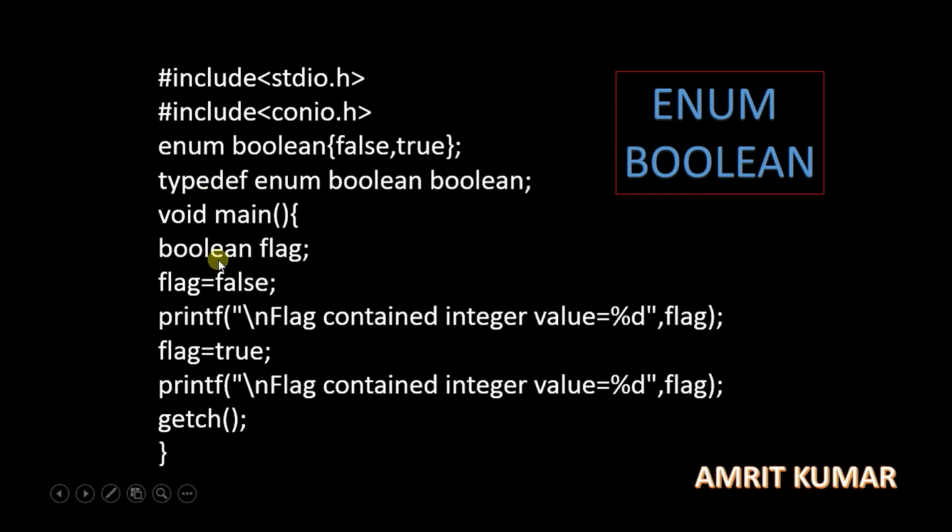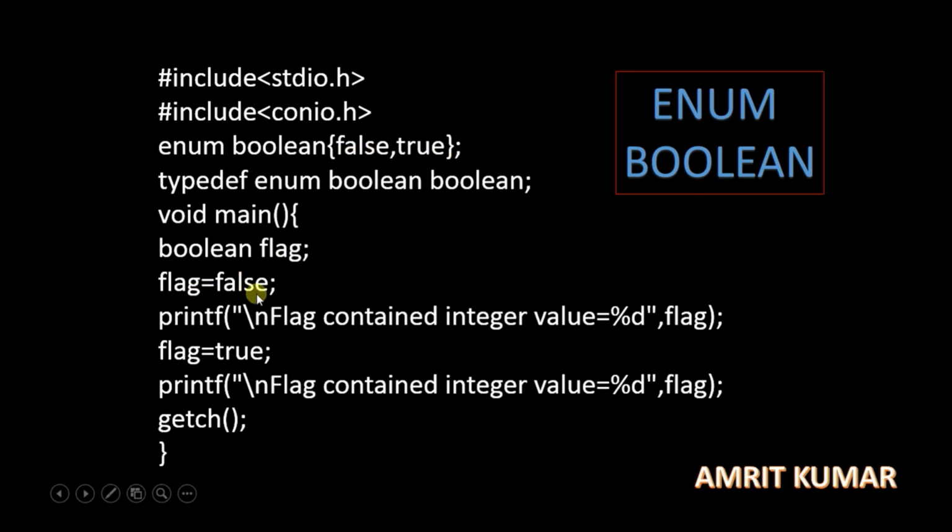So boolean, then flag. I am assigning another variable, flag, which is going to contain the data type boolean. Boolean here is a data type and it contains enum boolean. In a similar way, we can also assign a variable of boolean. So now flag can access everything of boolean, and boolean is a typedef which contains enum boolean, and enum boolean contains false and true. It means flag can also access false and true.